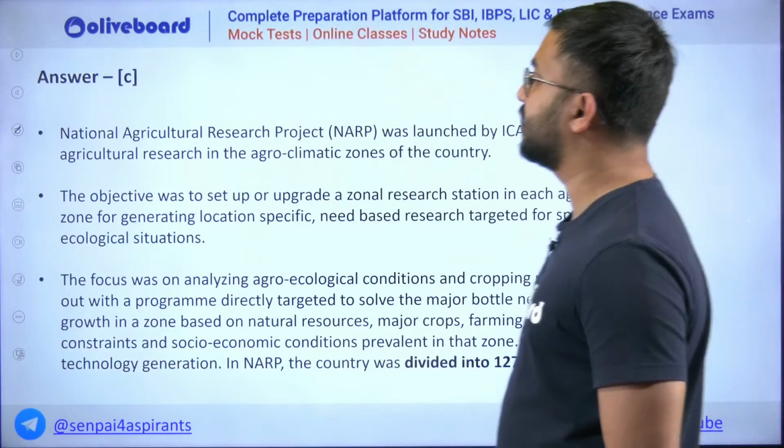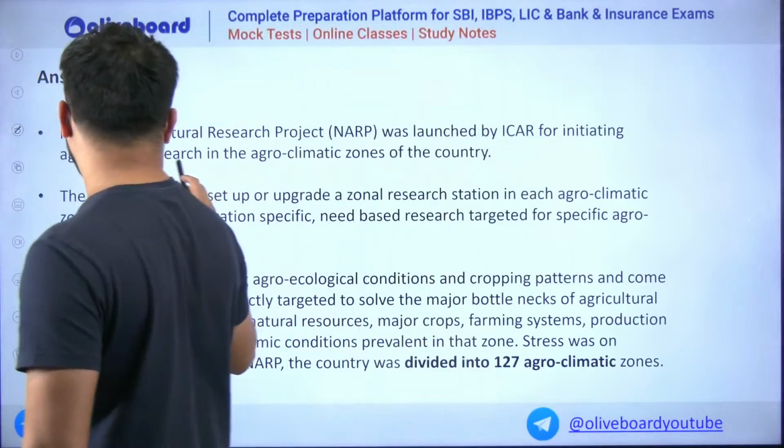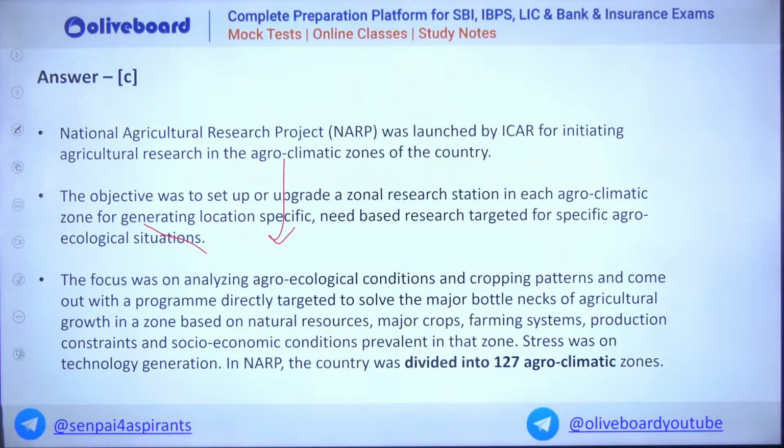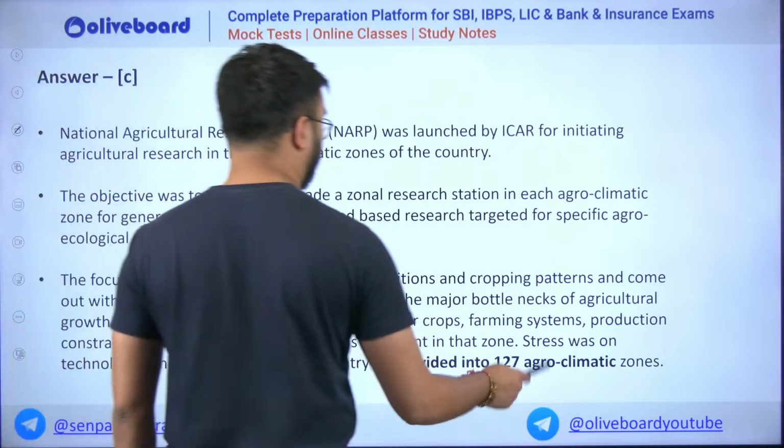So the answer here is C, which is 127. So remember this carefully. NARP divided total India into 127 agroclimatic zones. This was for research purposes.